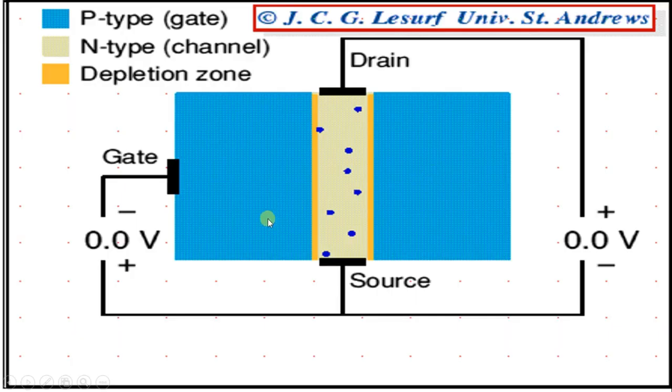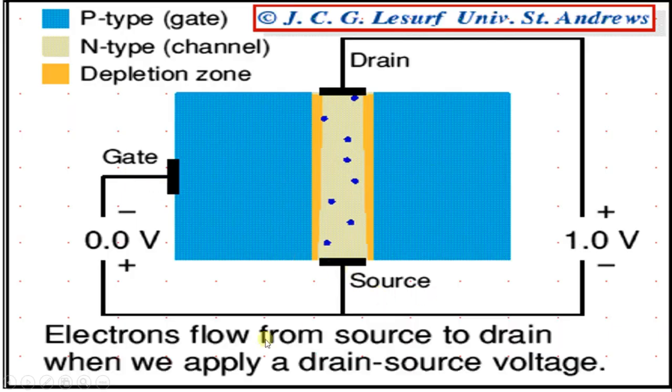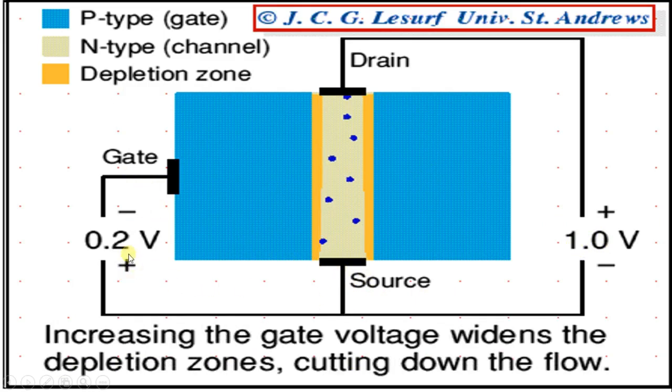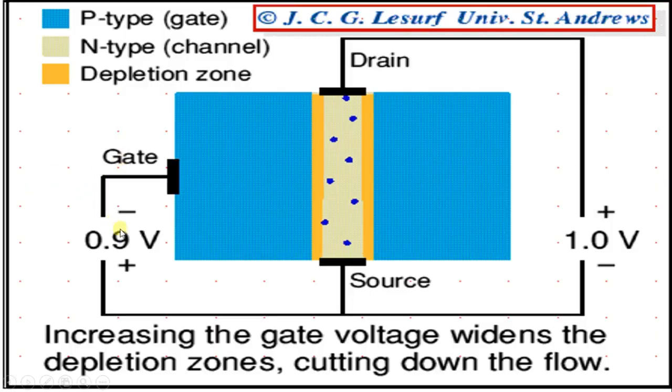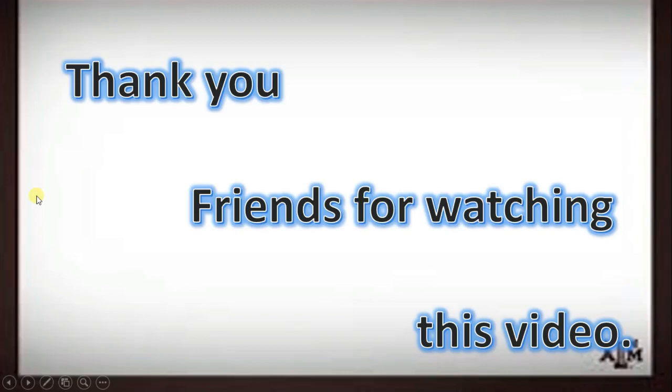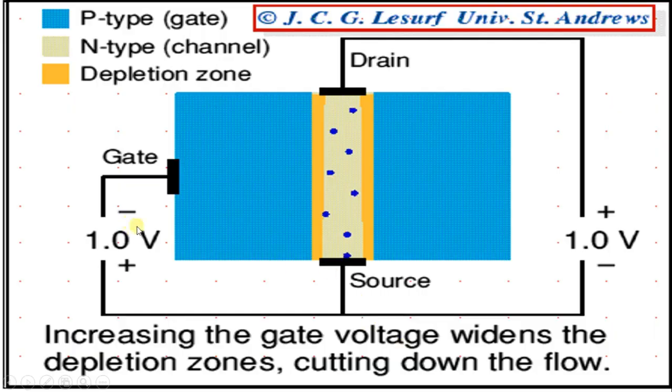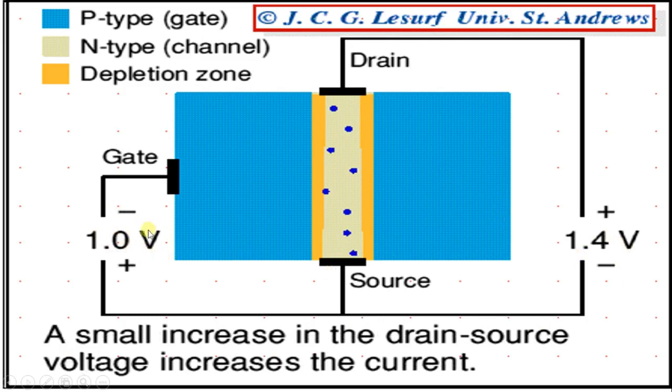And next, you are watching here that this is the gate-source voltage, and in this circuit you can also see that this 1 volt is constant and VGS is varying. When we are applying this, the first graph will be for VGS. The first case is VDS constant and VGS varying, and the second is VGS constant and VDS varying.